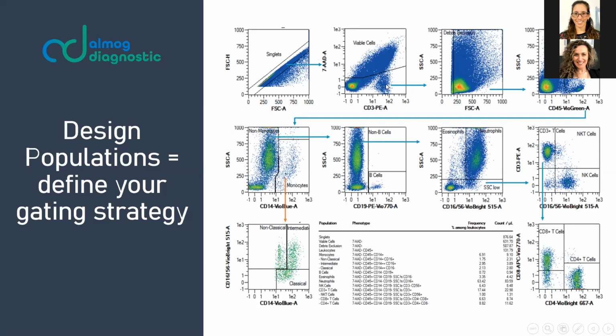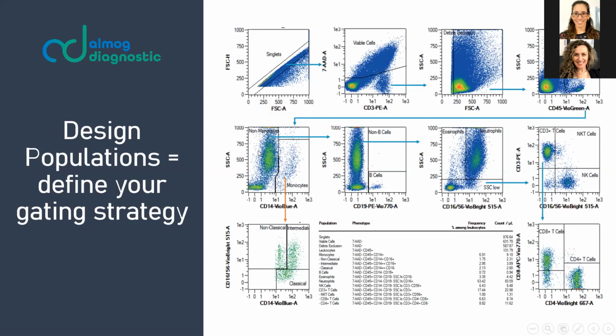So now we are looking at our live cells, and we are looking at the morphology, forward scatter against side scatter. We want to gate out the debris, the small particles. Afterwards, we will look at our leukocytes that express CD45. In this case, you can see that all these cells that are negative to CD45, most probably are red blood cells, traces of red blood cells, and it can also be platelets. So we are gating on our leukocytes.